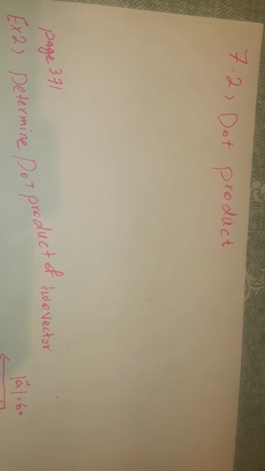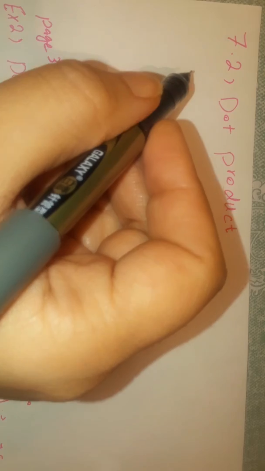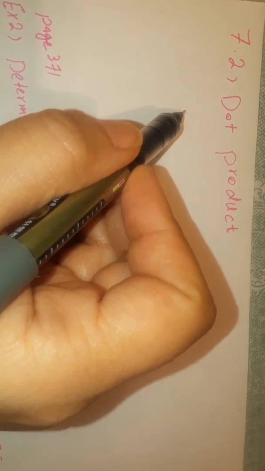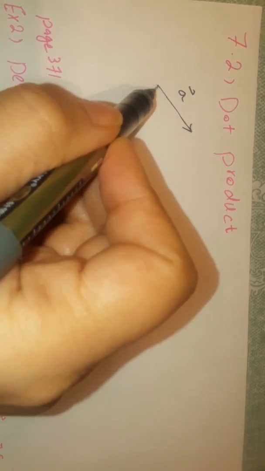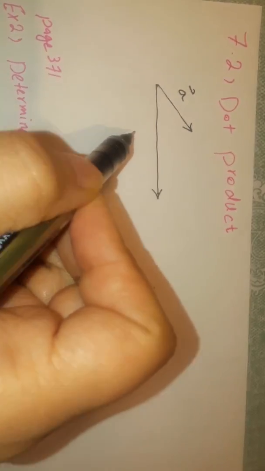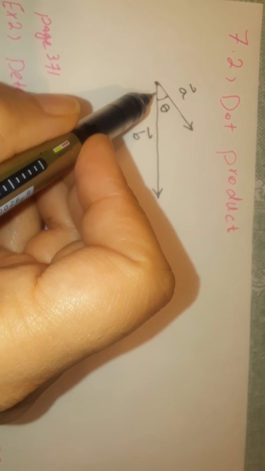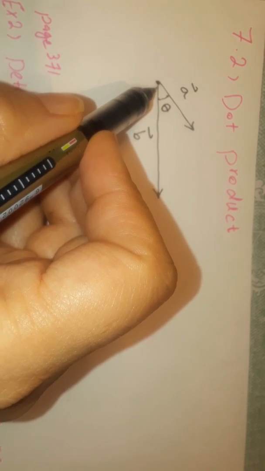Okay, hello everyone. So today we are doing 7.2, the dot product. Let's say I have a vector A and a vector B. This is my vector A and here vector B. What is the dot product between these two vectors? The angle between these two vectors is theta. Make sure the beginning of these two vectors need to start from one point.